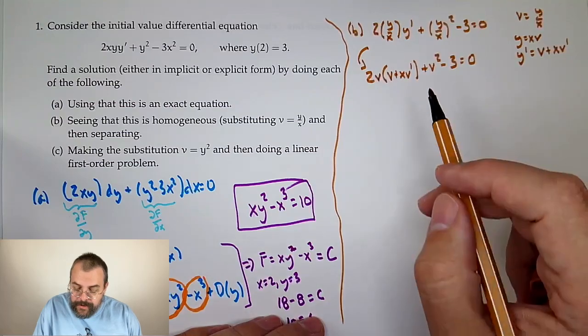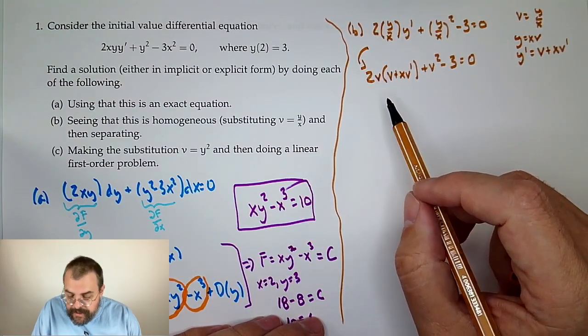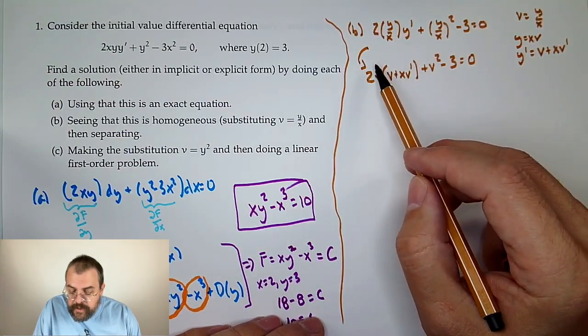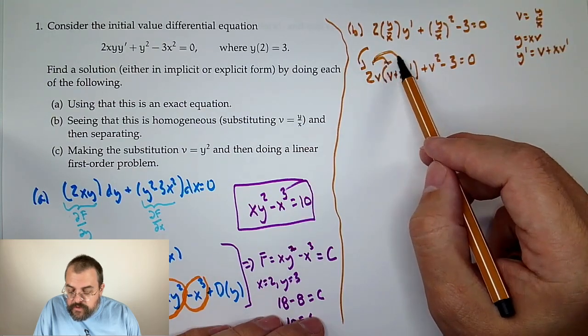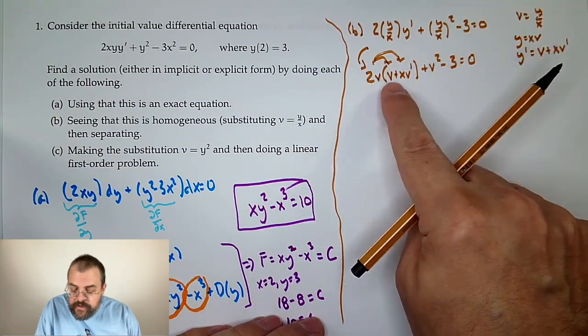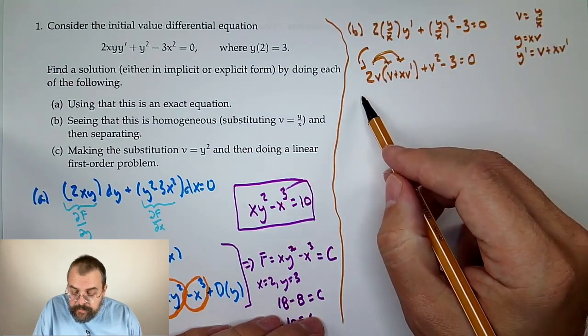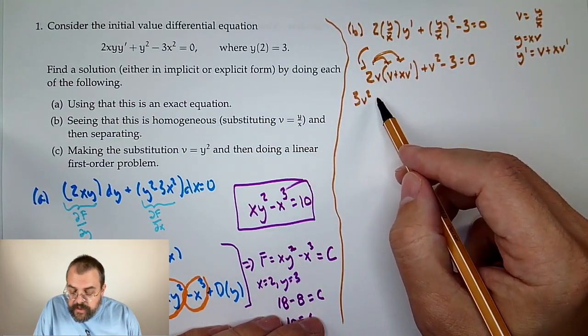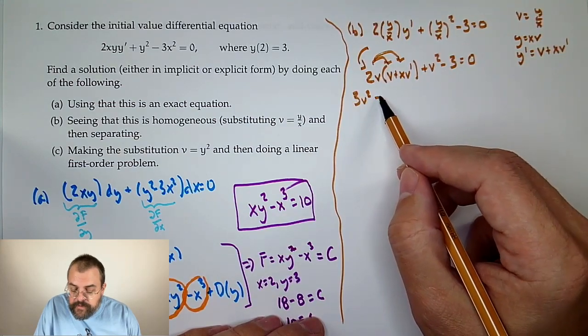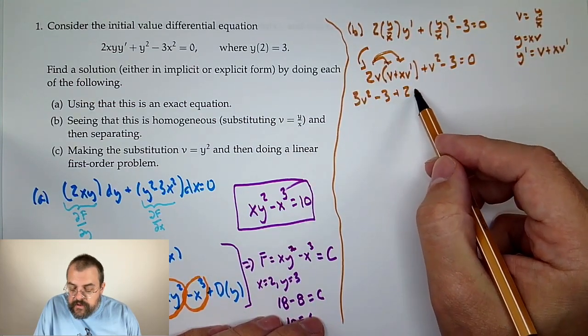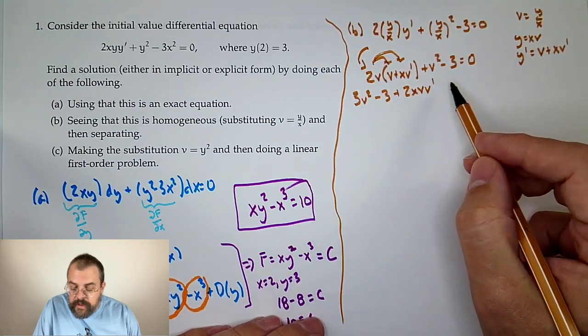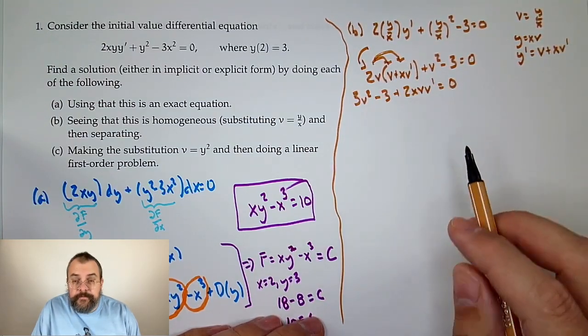All right, well, let's see what we have here. We can do our distribution. So we'll have 2v times v, that's 2v squared plus v squared. That makes 3v squared. Then there's minus 3. Then there's plus 2xv v prime equals 0.